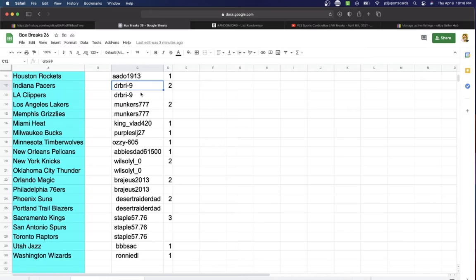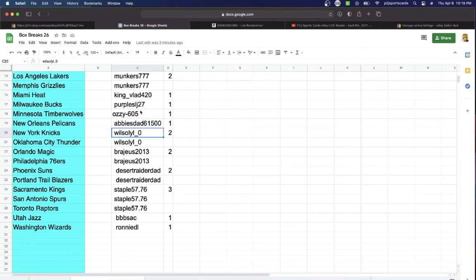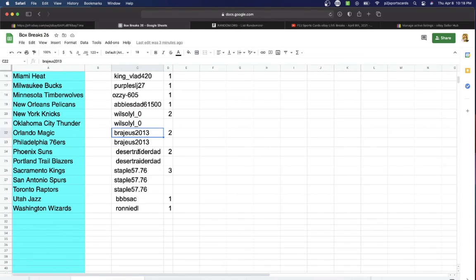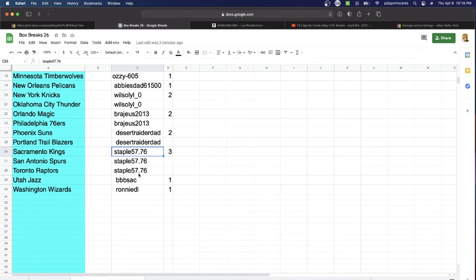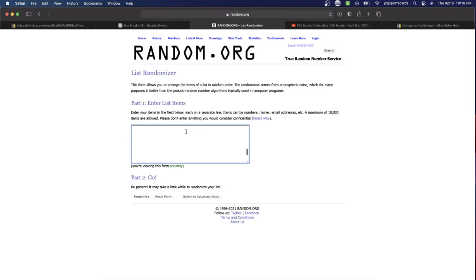AA with 1, DR 2, Munkers 2, King Vlad 1, Purple 1, Ozzy 1, Dad 1, Will 2, Broad 2, Dad with 2, Staple 3, Triple B Sack 1, Ron 1 spot. Let's randomize everyone 7 times to determine our team or teams for the break.